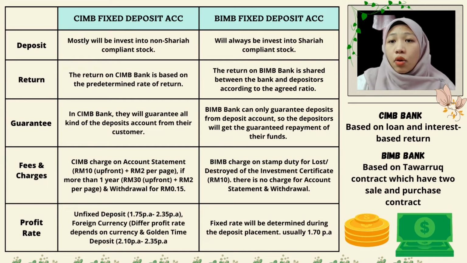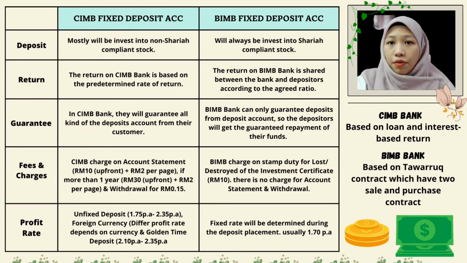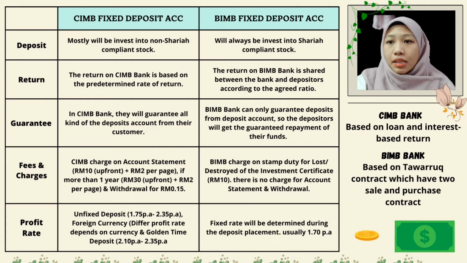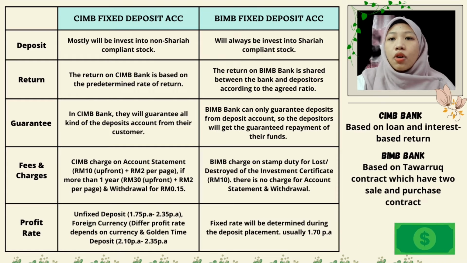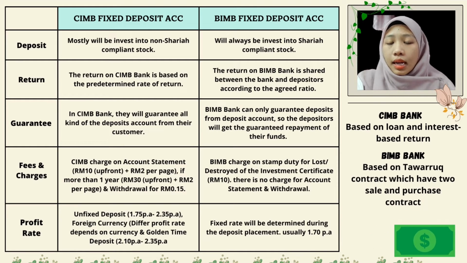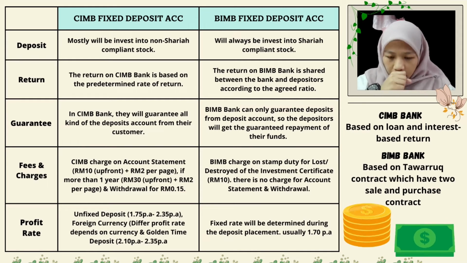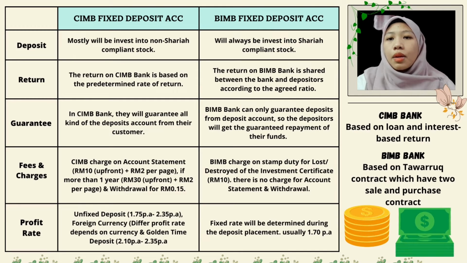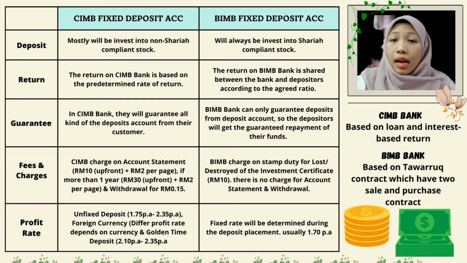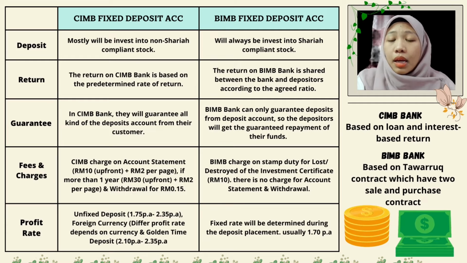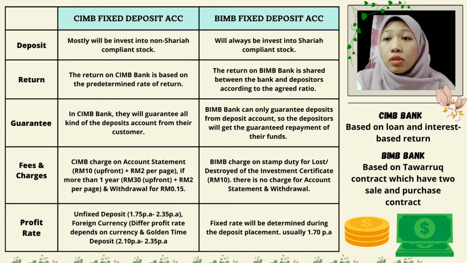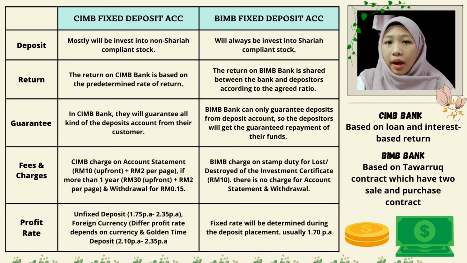Next, the return on the CIMB Bank is based on the predetermined rate of return, which means the return is fixed, while the return on the Bank Islam is shared between the bank and depositor according to the agreed ratio. And the return is not fixed because it's based on the current market ratio. Guarantee part, in CIMB Bank, they will guarantee all kinds of deposit account from their customer, while the Bank Islam can only guarantee depositors from the deposit account only. So the depositor will get the guaranteed repayment of their fund.